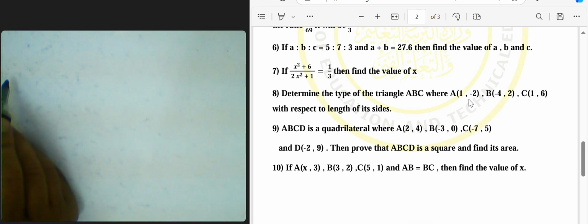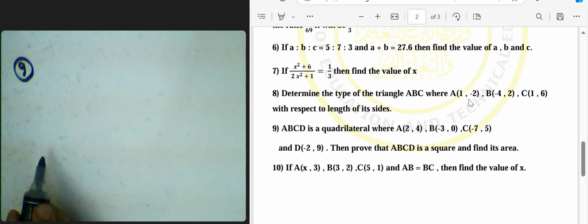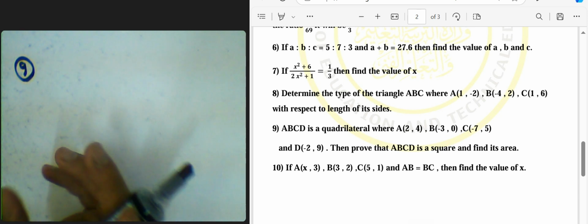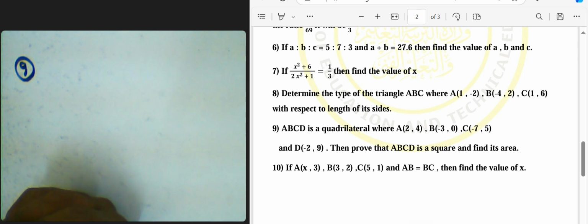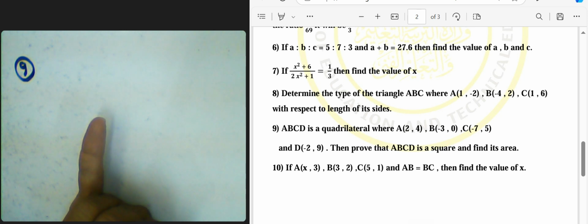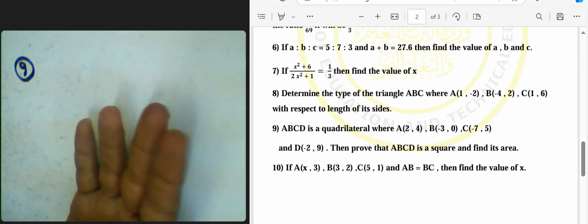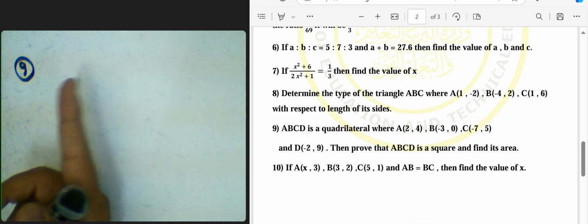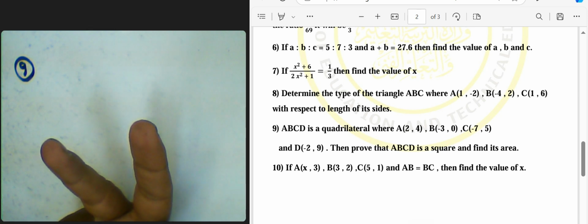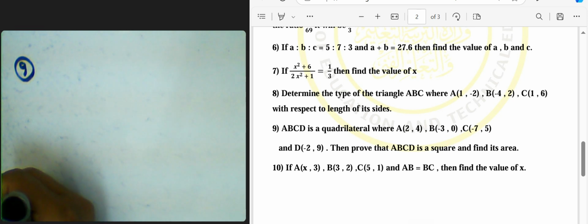And what about question number 9? ABCD is a quadrilateral with vertices A, B, C and D. Prove that ABCD is a square and find the area. First step, we want to prove that ABCD is a square. You must prove that ABCD is a parallelogram, and then prove that the two diagonals are equal, or that the two diagonals bisect each other, or that all sides are equal in length. If all sides, or two adjacent sides, are equal in length in a parallelogram, it becomes a rhombus.